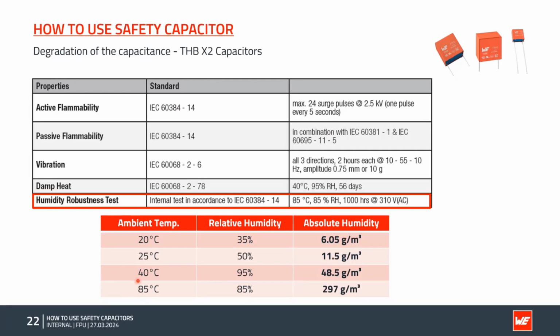So when we look at 40 degrees and 95% humidity, this is the so-called damp heat test. It's like also a so-called category definition. You have around 50 gram per cubic meter. When you have these higher conditions like 85, you have around 300 gram per cubic meter. So there's a lot of water inside and a lot of water which can go inside the capacitor.